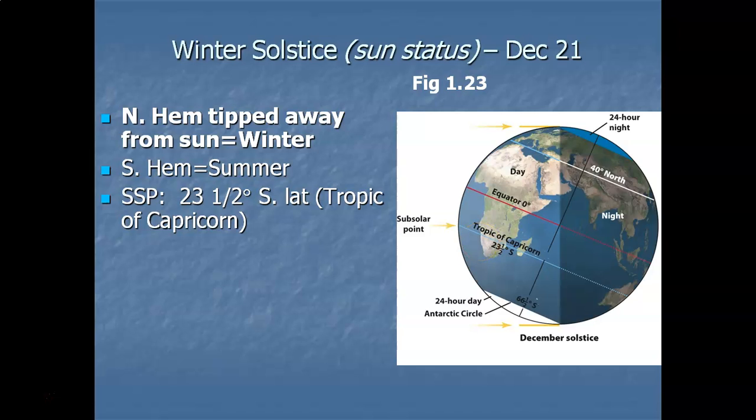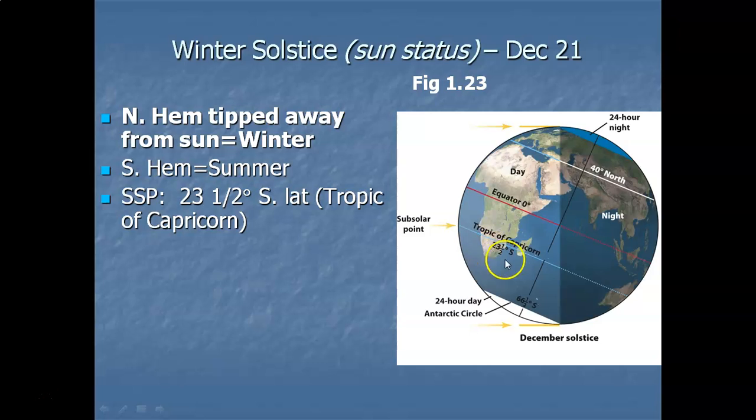Now, specifically, what marks this date is when the subsolar point, in its migration between the tropics, has made its way as far south into the southern hemisphere as it can possibly go. And on this day, the subsolar point makes its way to 23.5 degrees south latitude. And it's a special line of latitude. We call it a sun behavior line, and we name them. And so this line of latitude is called the Tropic of Capricorn.